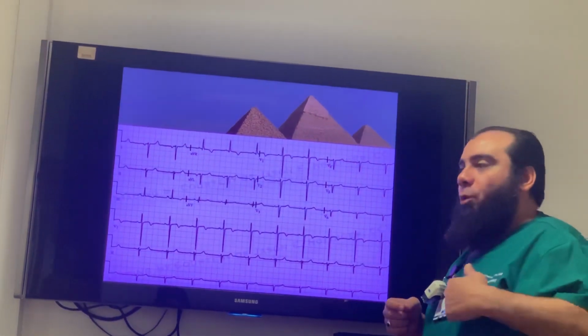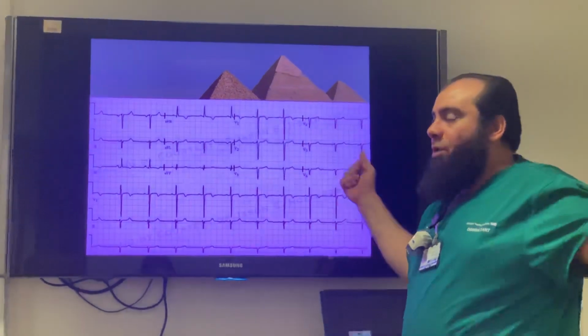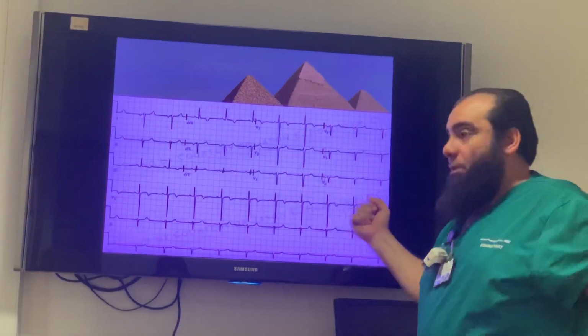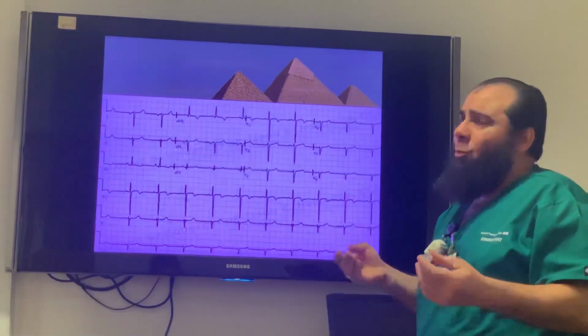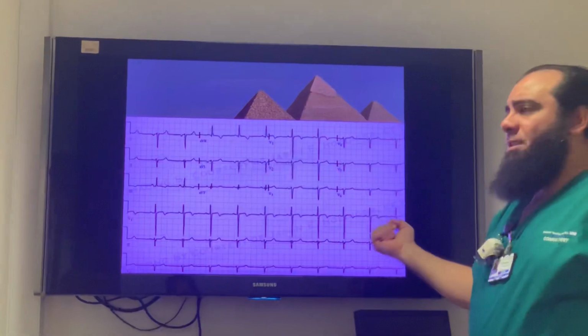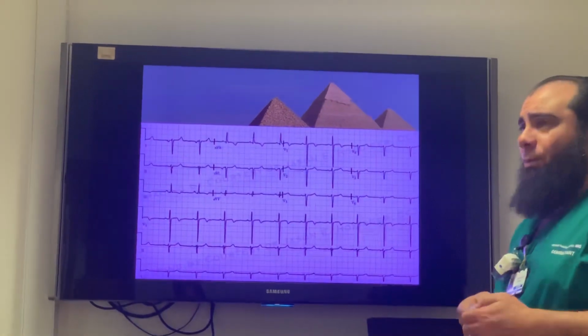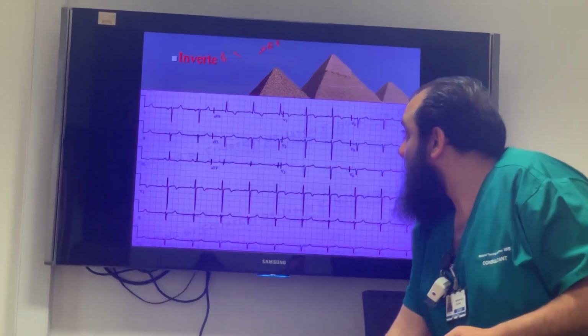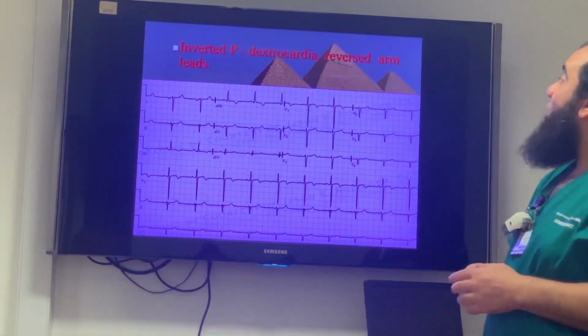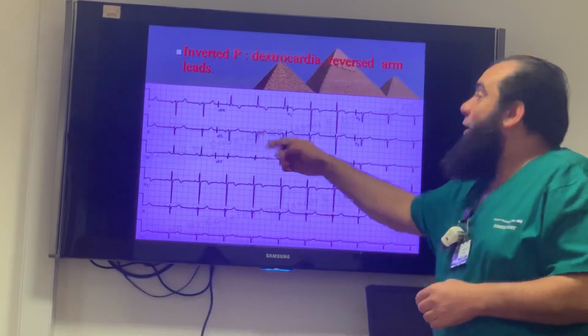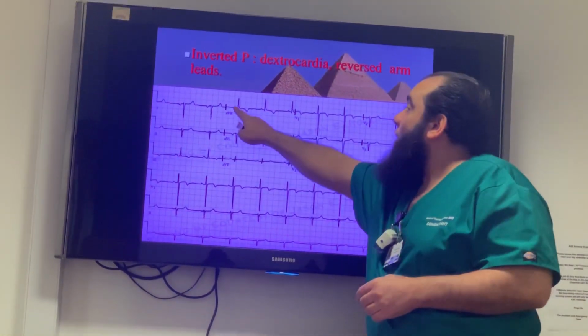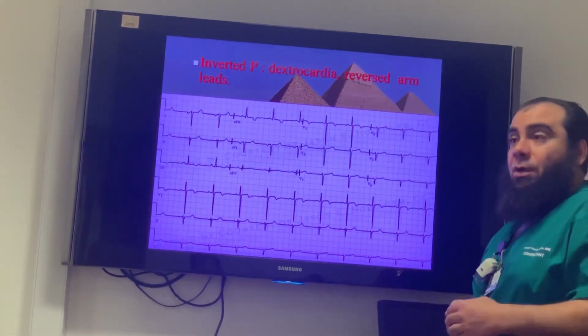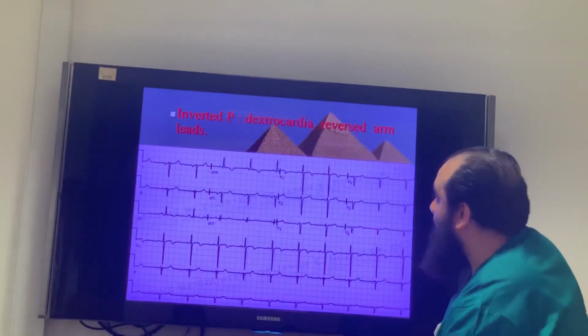If you find a good progression of R wave in chest leads, we speak much about lead mistakes more than dextrocardia. And the most common is lead mistakes, more than dextrocardia. It is not that common, you know. Inverted P wave: dextrocardia, or reversal of arm leads, especially in lead 1, aVL. We'll find it positive in aVR, which is not the right one. Okay?